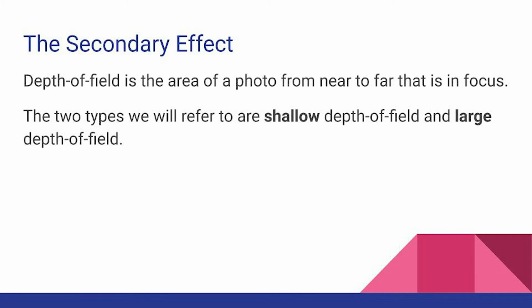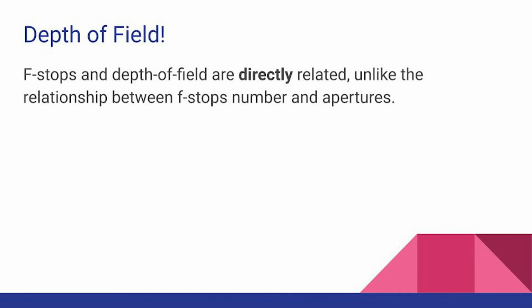Now we get to the secondary effect. This is where things get creative. The secondary effect of an f-stop is actually something we've already talked about a few times: depth of field. Depth of field is the area of a photograph from near to far that is in focus. There are two types we'll refer to: shallow depth of field and large depth of field. F-stops and depth of field are directly related, unlike the relationship between f-stop numbers and apertures.